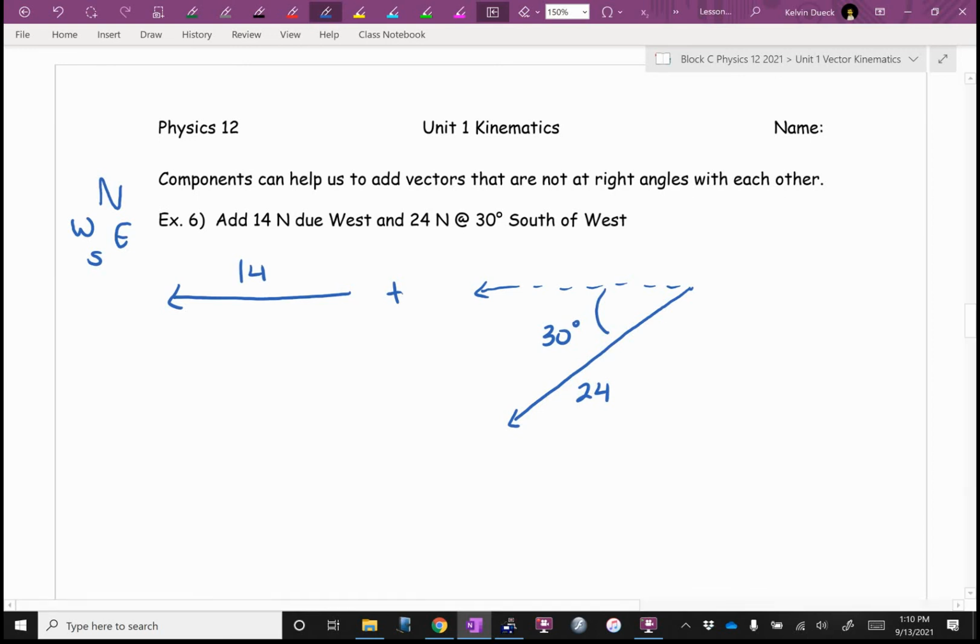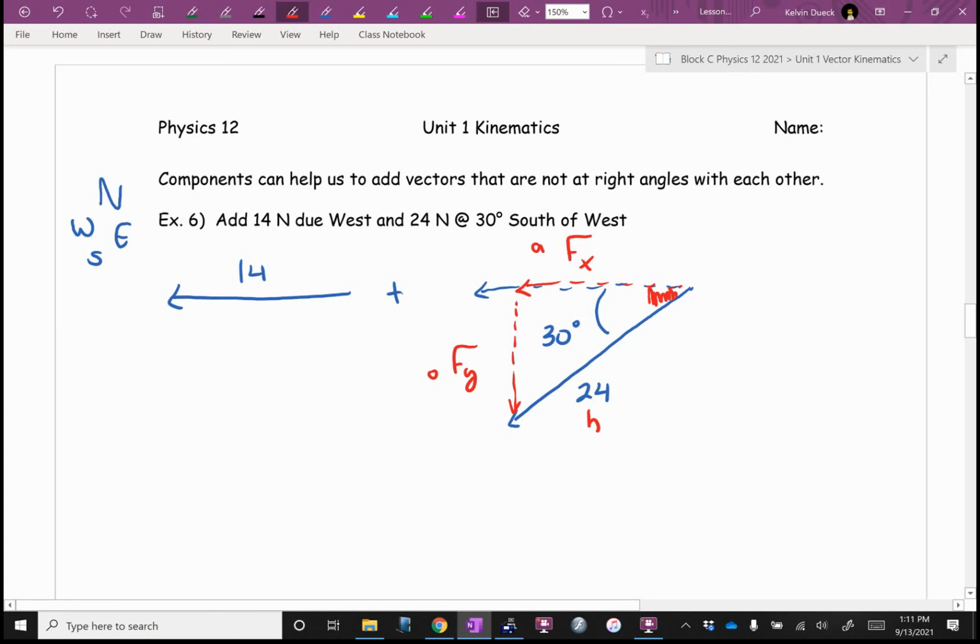Which one is slanty and yucky? The first vector or the second vector? I'm going to break it into components. I'm going to call this fx and fy. Color, color, color. That 24, opposite, adjacent, or hypotenuse? Fy. Fx. Let's find fx and fy.